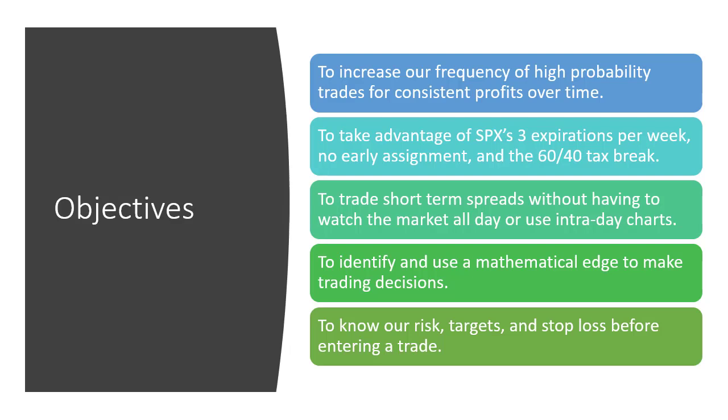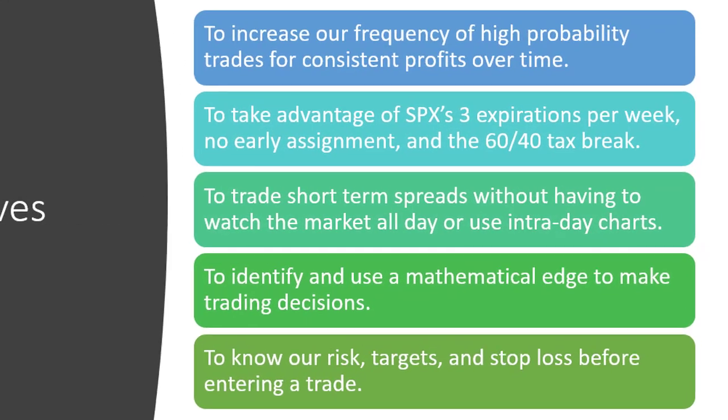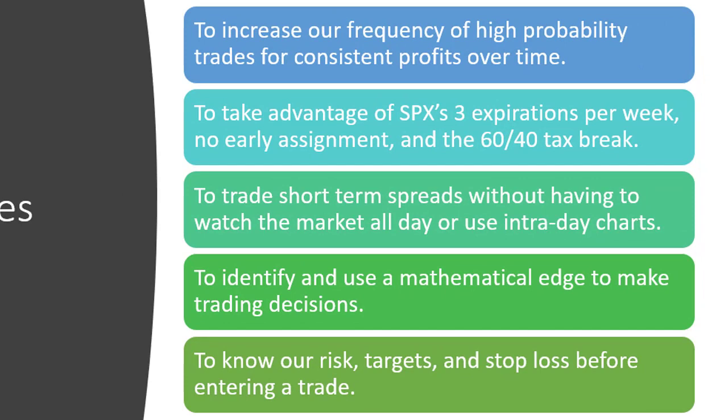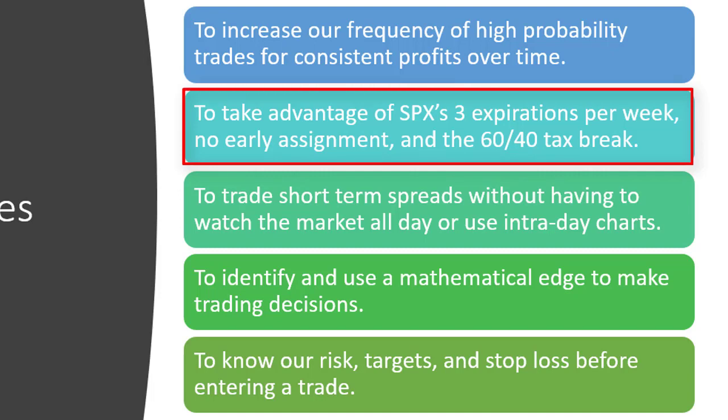So let's go over just a couple things real quick. And this might be a recap for some of you guys, but essentially the whole point of trading short-term spreads is to increase our frequency of high probability trades. We're going to be using backtests along with out of the money spreads to still have a high probability. And what we're trying to do too is take advantage of SPX's 3 expirations per week.